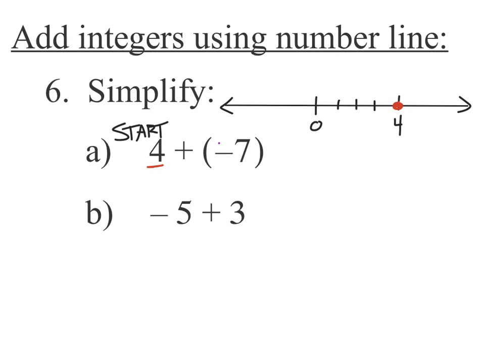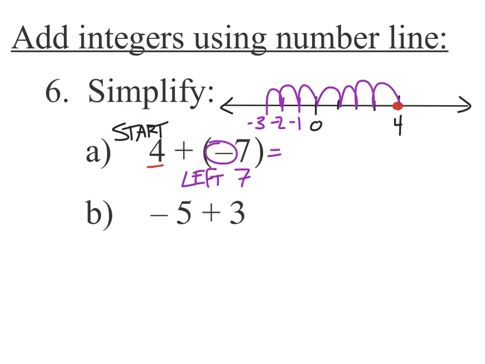And since it's adding a negative, this means that I would actually go to the left 7 spots. So from -4, there's 1, 2, 3, 4, 5, 6, 7. So there we go. And what value is that? 0, -1, -2, -3. So we ended at -3, which means that that is our final answer.